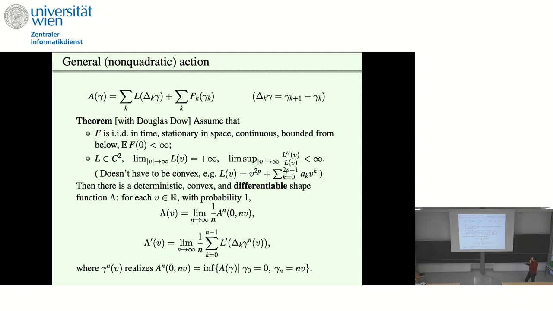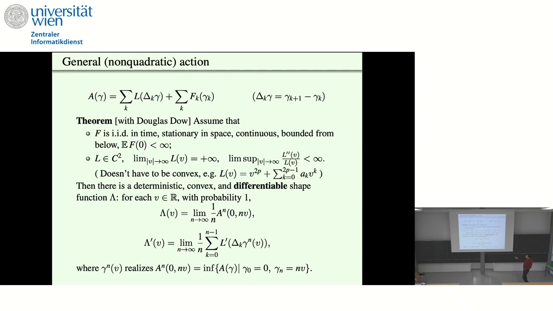It should be sort of coercive. And there should be some control on the second derivative at infinity. And it doesn't have to be convex. All functions like this can work. These are polynomials with leading coefficient one of even order. It can be exponential. There's a huge variety of those that work.